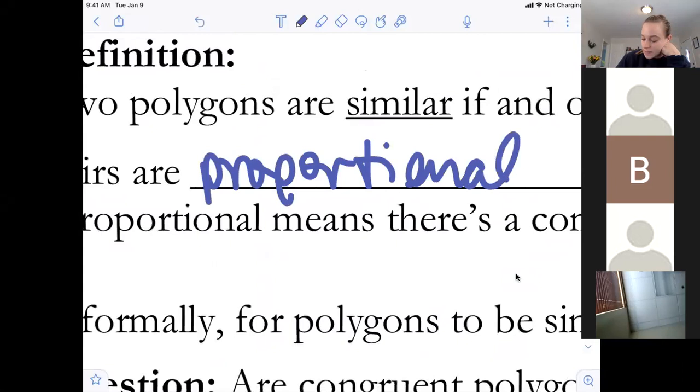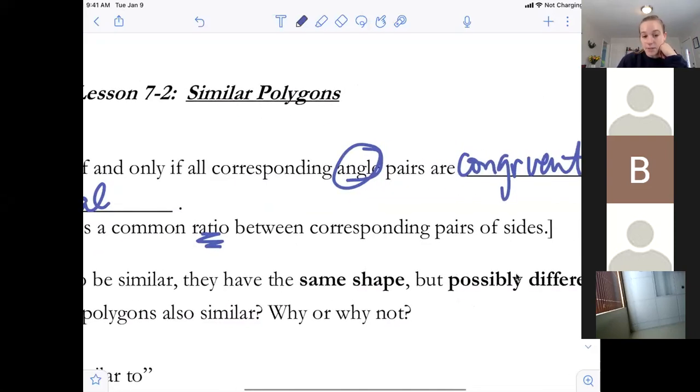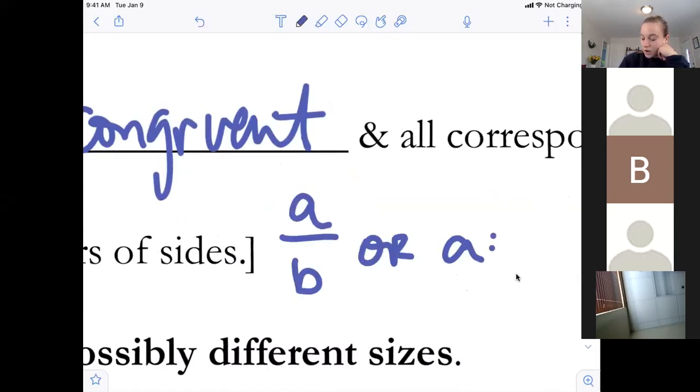So the reason we just spent a couple days doing fractions and ratios and proportions was so that we can get into the similar polygons, because we're going to set up a bunch of proportions and ratios today in order to show whether or not polygons are similar. Proportional means that there's a common ratio between our corresponding pairs of sides. So I can write it as A over B, or some of us like to write it this way: A colon B, A to B. Those are all ways of having a scale factor.